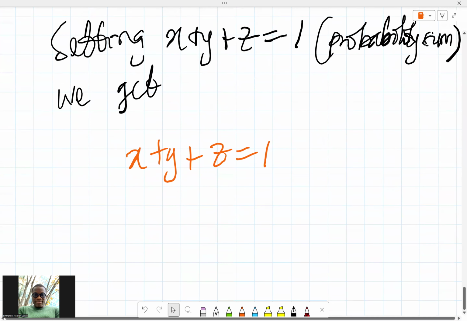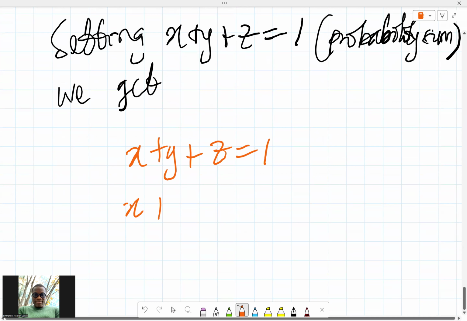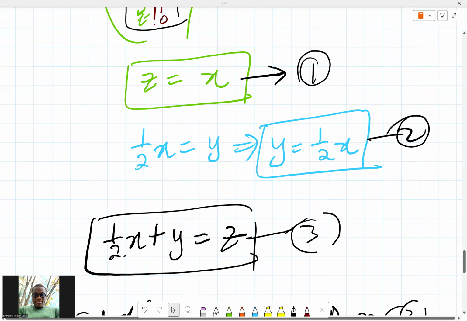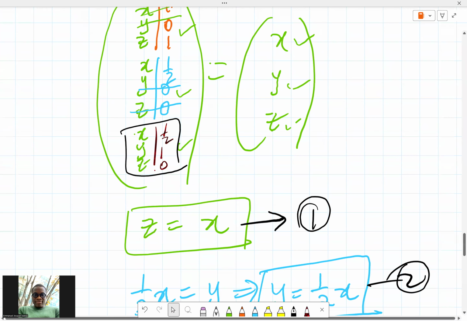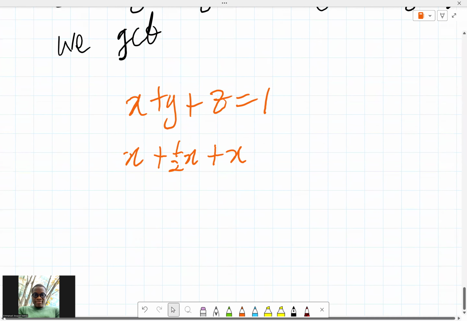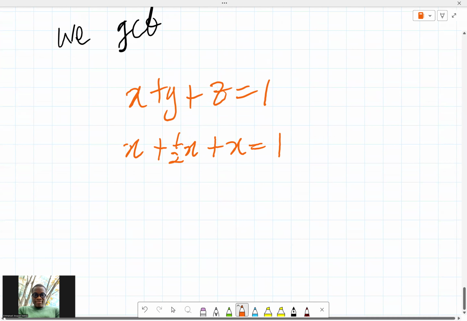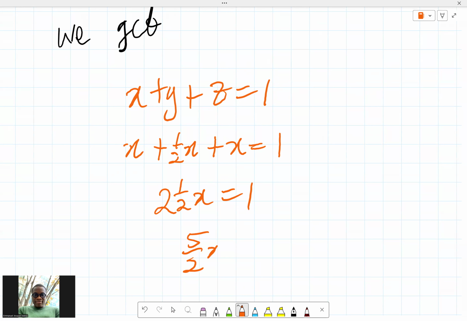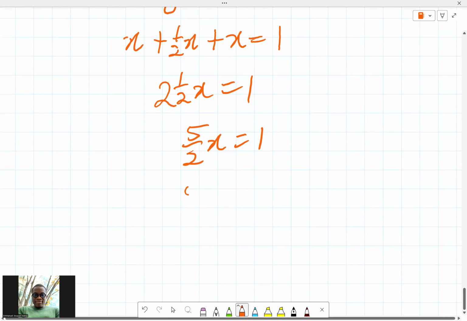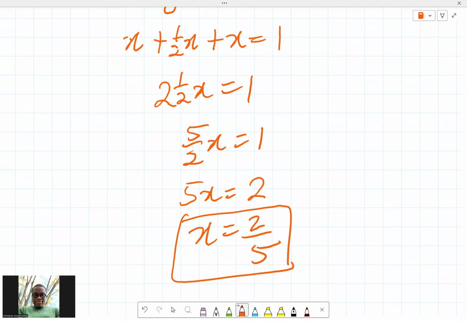If we want to take everything in terms of x, x is x, y is half x, that's what we got the other time, and we also got that z is x, right? So all of this should be 1. So we have x plus x, 2x, plus half x. That's 2 and a half x, so 2 and a half x equals 1. That means 5 over 2 x is equal to 1. If we multiply through by 2, we have 5x equals 2. So x alone is 2 over 5, settled.